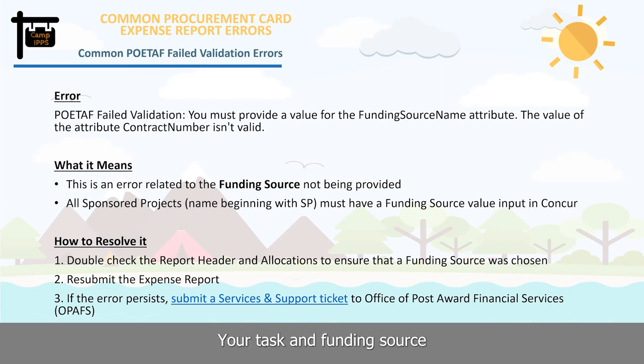Your task and funding source will load based off the project you've entered. So if your project does not have a funding source, it will say no results found in the drop-down menu. If you're getting this error and see that the values are correct in the header, you'll need to check your allocations. So this brings us to the end of our common error examples.